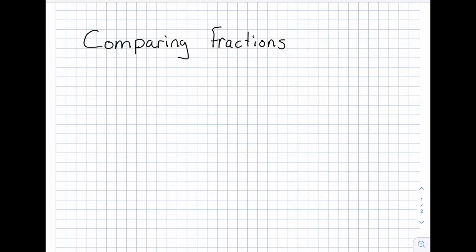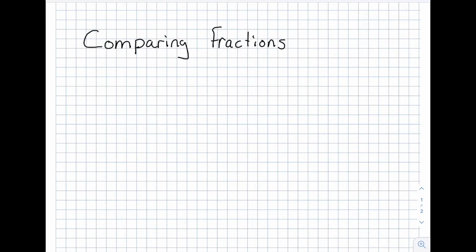In this series of videos, we'll be looking at different strategies for comparing fractions and examining why they work. Specifically, we'll look at finding a common denominator and comparing numerators. We'll look at finding a common numerator and comparing denominators. And we'll look at using a benchmark fraction.